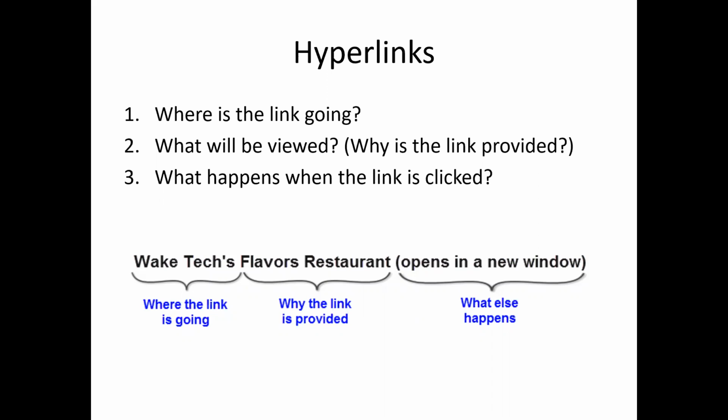Now, you would never say new window for an email, simply because you know that if I click on an email, I'm sending an email, it's going to open up an email program, and you know that's going to be a new window. So that's sort of an understood one. So for an accessible hyperlink, you're really asking, where's the link going? What am I going to see? And what happens when I click that?